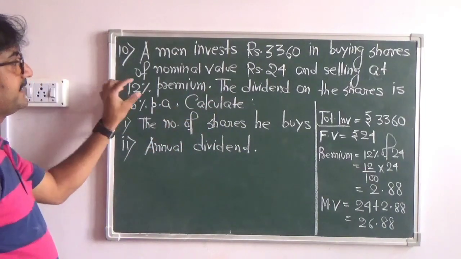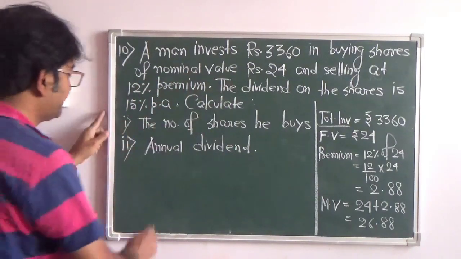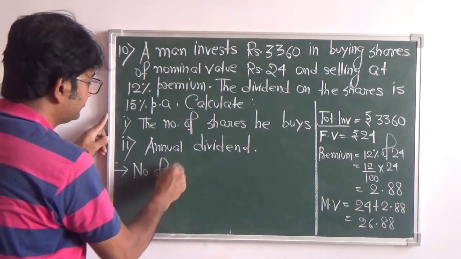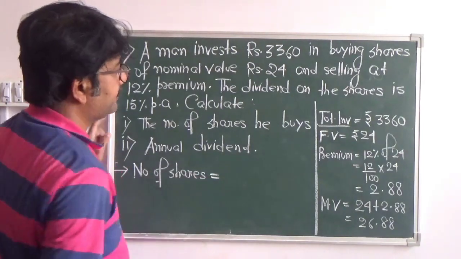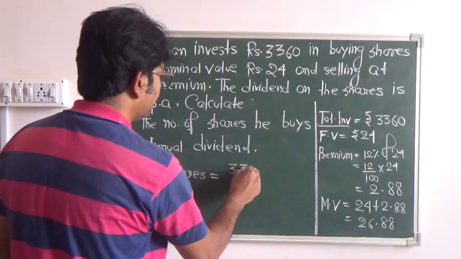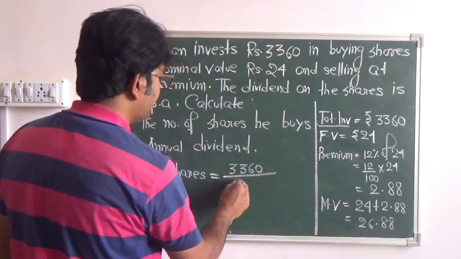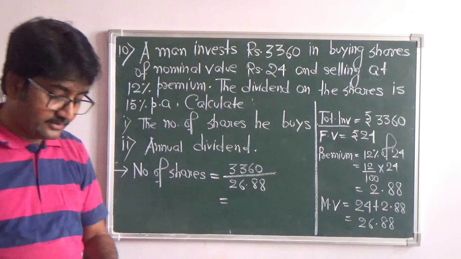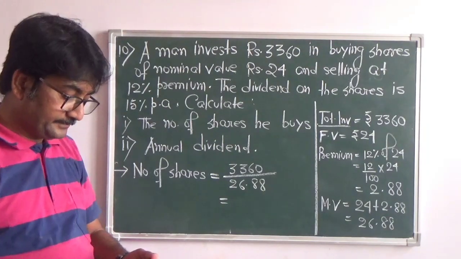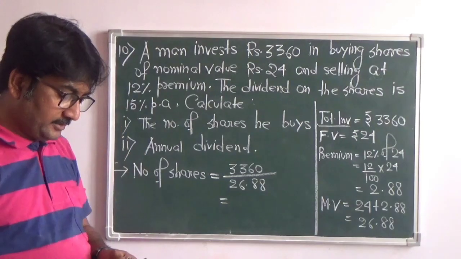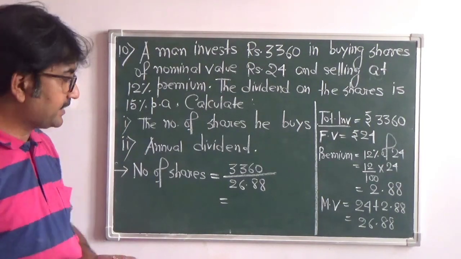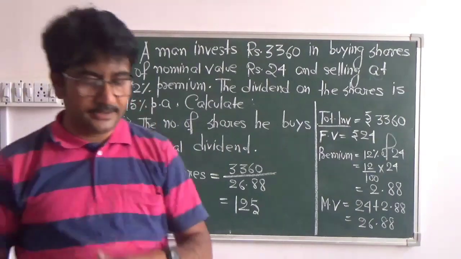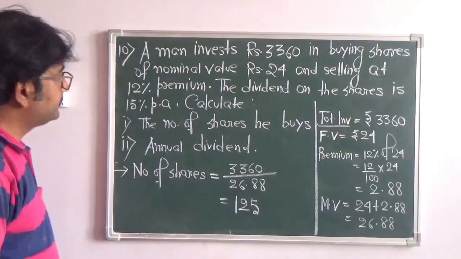Now dividend is also given. Dividend is given as 15% per annum. Now number of shares. So what is the number of shares? It is the total investment, 3360, divided by the market value, that is 26.88. Now if we get a whole number, it's okay, that means we are correct. 3360 divided by 26.88. So you get 125. So the number of shares purchased is equals to 125. Let me check the answer. Yes, it is correct.